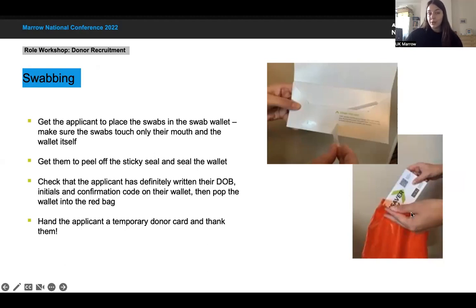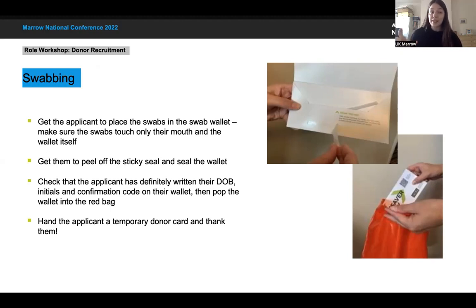All completed samples go into this red bag, and at the end of the day, once you've had all the samples collected in this red bag, you seal that bag with a zip tie. But for now, you've signed this one person up, you seal their wallet, you pop it in the red bag, and at that point, you just give them a temporary donor card, thank them for signing up, they've done something amazing, make sure they know that, and then they can go on their way being now on the register.